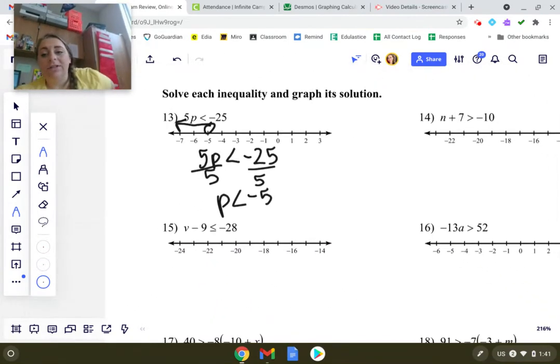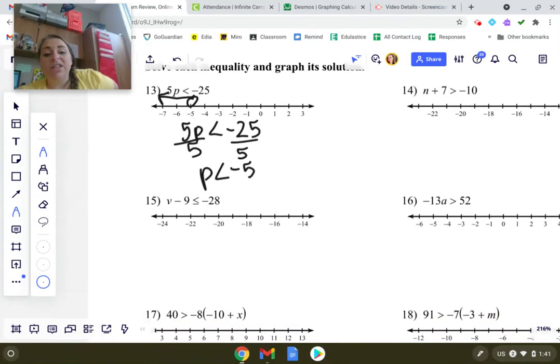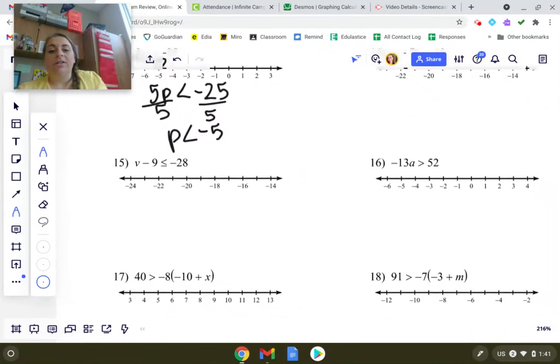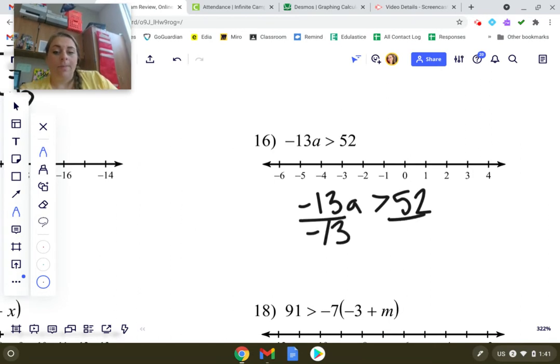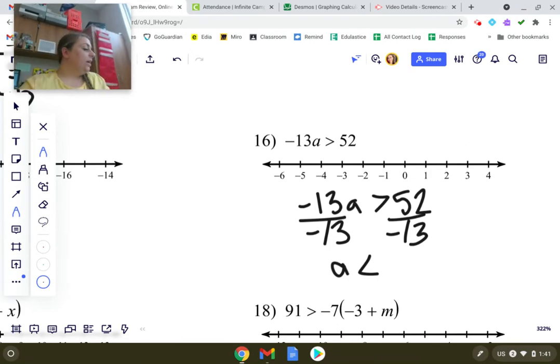Okay, so like for 14, subtract 7. For 15, add 9. For 16, though, this one's important because we want to divide to get rid of that -13. But anytime you divide by a negative, you got to flip the sign. And then 52 divided by -13 gets us -4.